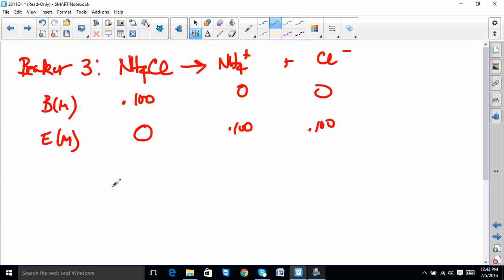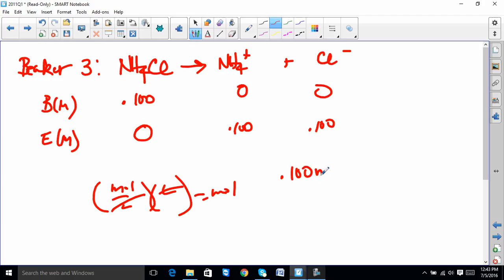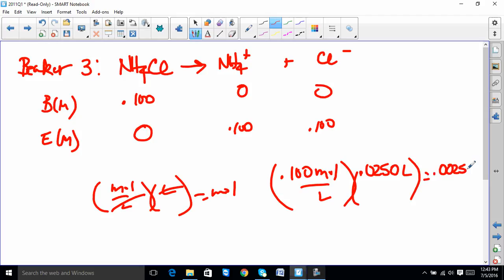But I'm going to go to moles, because moles per liter times liter will always give you moles. And so what happens is you have 0.100 moles per liter times 0.0250 liters, which ends up being 0.0025 moles. So NH4 plus in beaker 3 is 0.0025 moles.